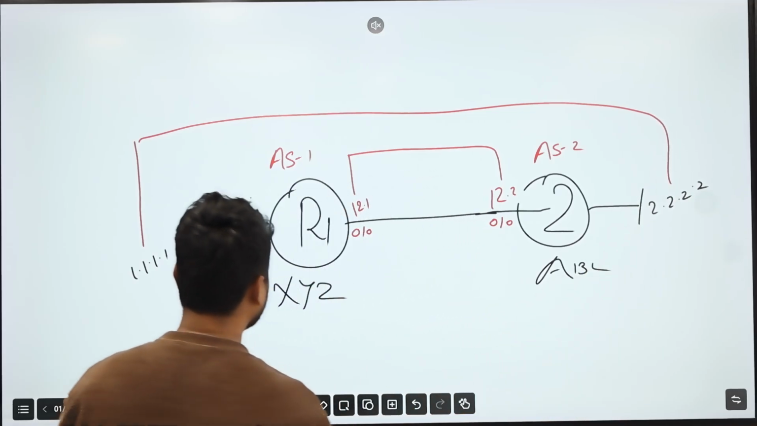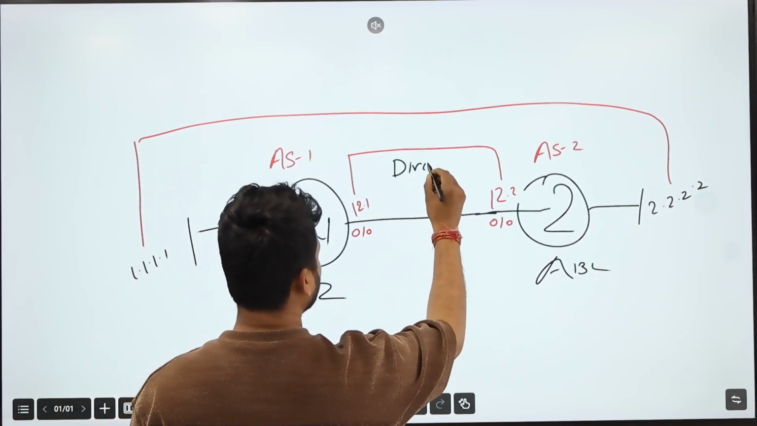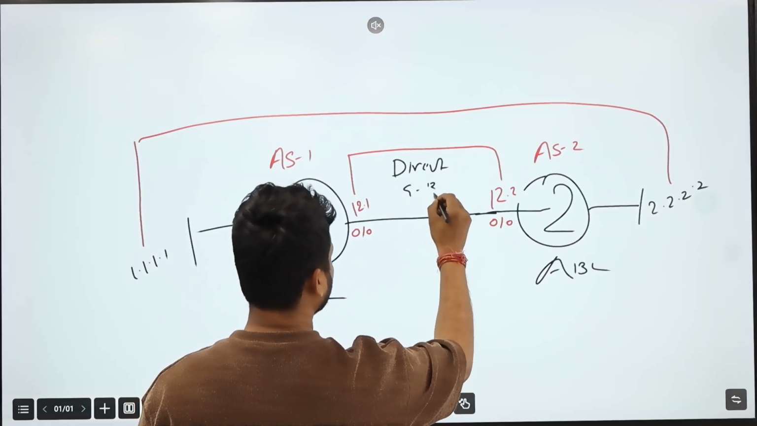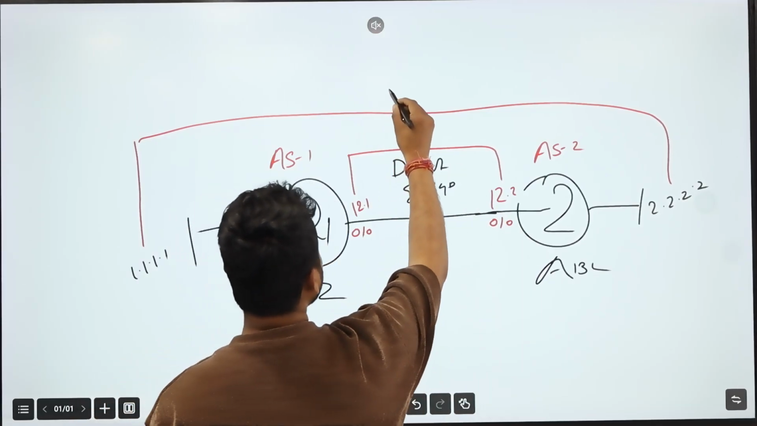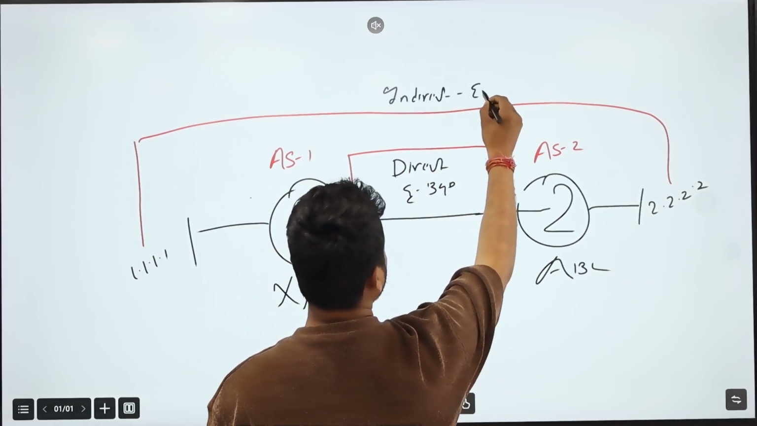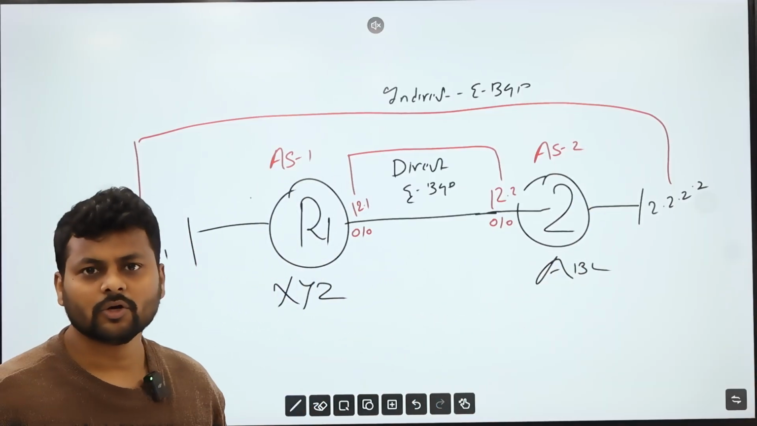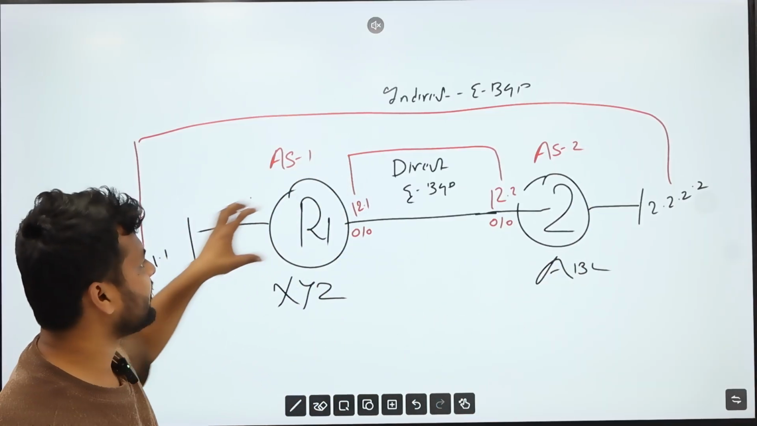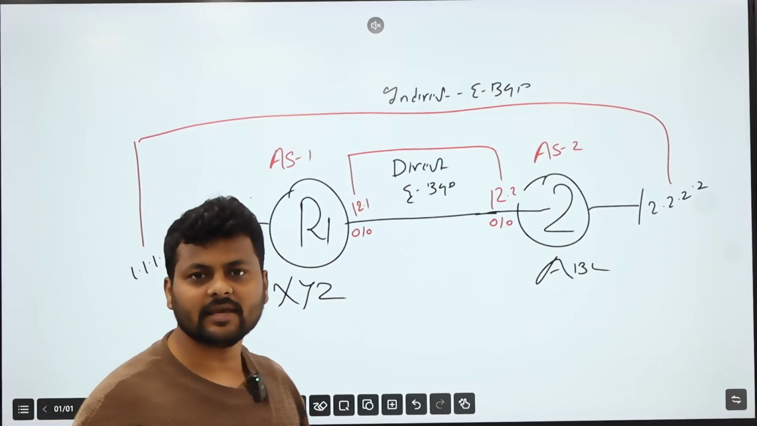So we have two options. We have a direct neighborship, which is part of the same broadcast domain, and we have an indirect neighborship, which is part of eBGP again. The indirect neighborship happens between two different broadcast domains. The direct neighborship happens between the same broadcast domain.